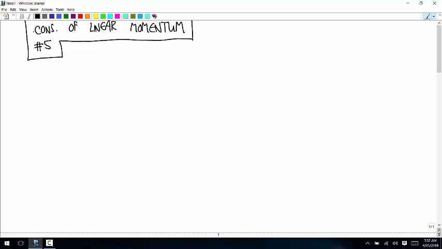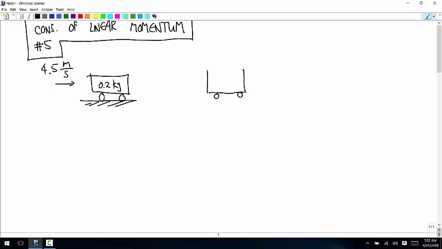So number 5, 2 carts are rolling towards each other. One has a mass of 0.2 kilograms. It's going this way, and it has a speed of 4.5 meters per second. And then the second one is going the other way. How do we know it's going the other way? Because it says they're going towards each other.